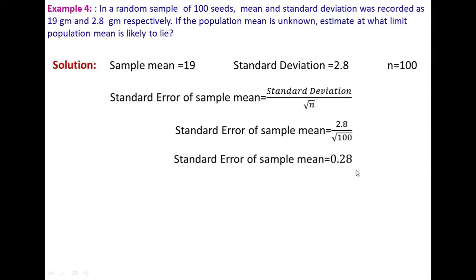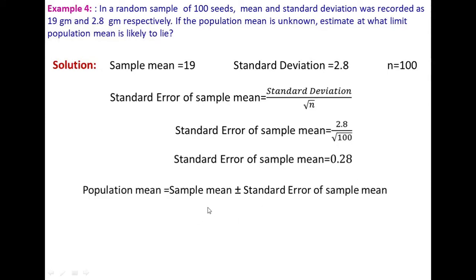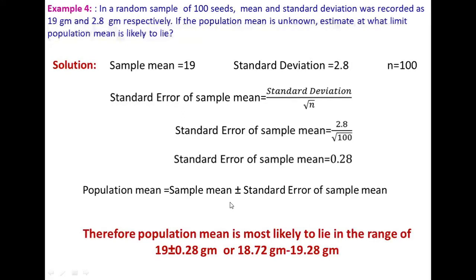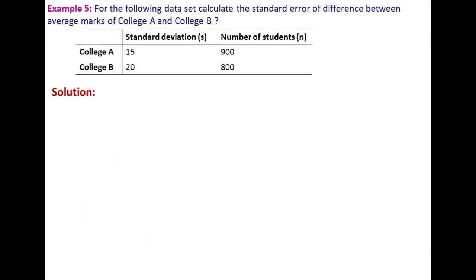And we knew that population mean is always sample mean plus minus standard error of sample mean. Therefore, population mean is most likely to lie in the range of 19 plus minus 0.28 gram, or in other words, we can say the population mean is most likely to lie in the range of 18.72 gram to 19.28 gram. Now let's take one more example.